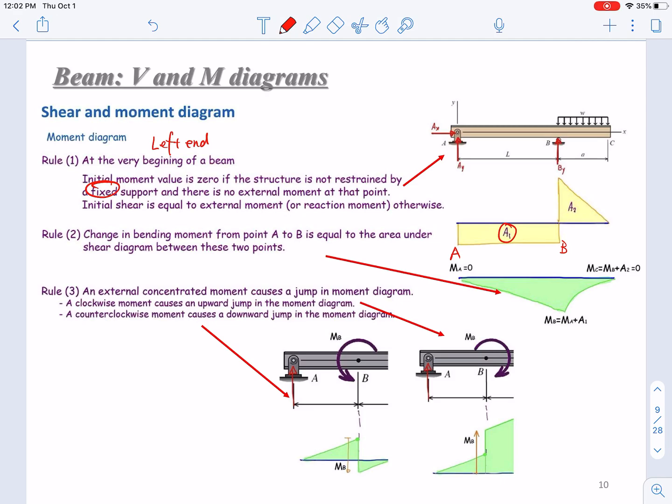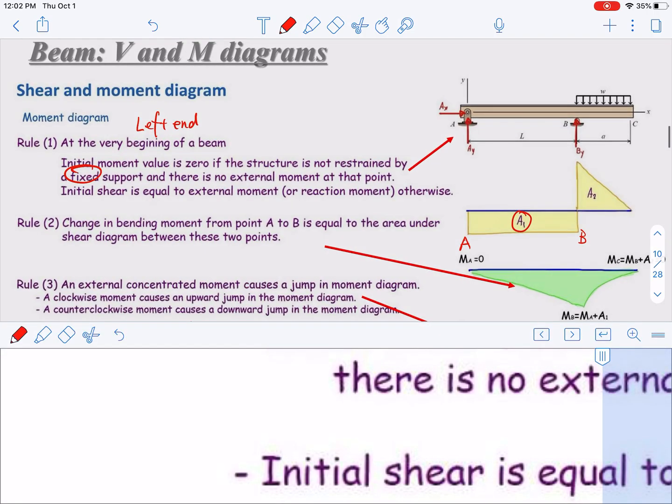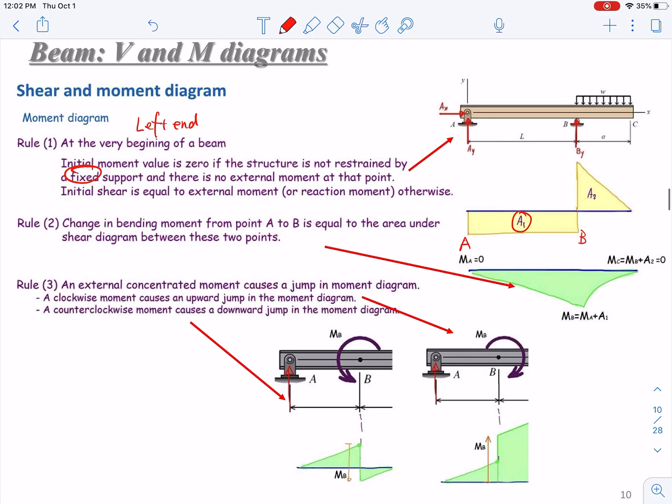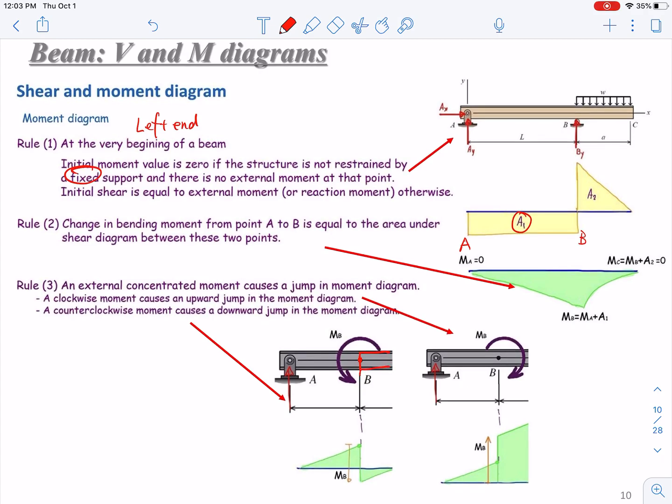How to understand this? This is point B here. If at point B we have a counterclockwise moment, then look at the beam section after point B. Will it be smiling or crying? It will be crying, right? After point B, this MB will make this section cry. So this is negative, a downward jump. If it's a clockwise moment, it will make the section after point B smile, so we will have a positive upward jump by MB.